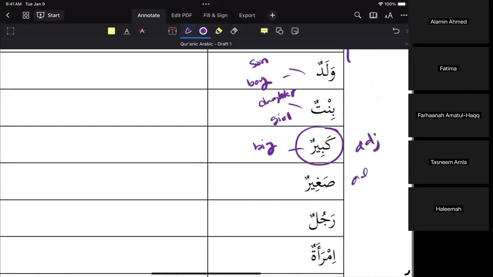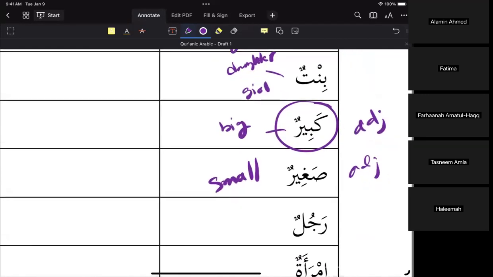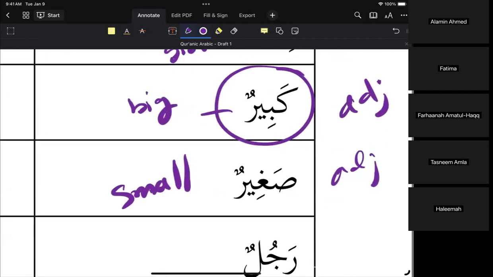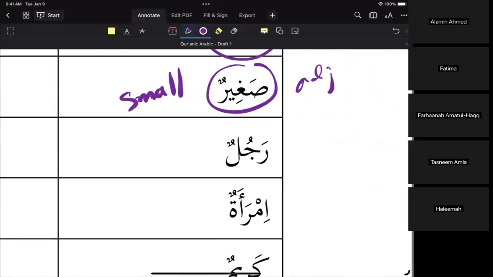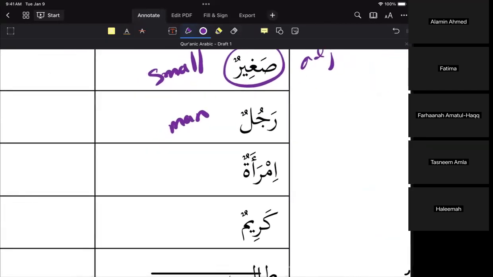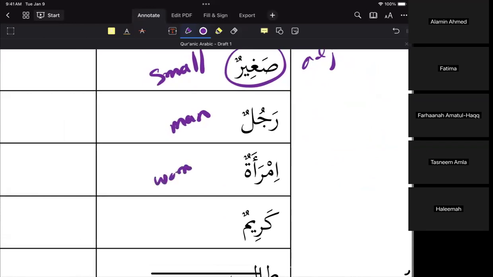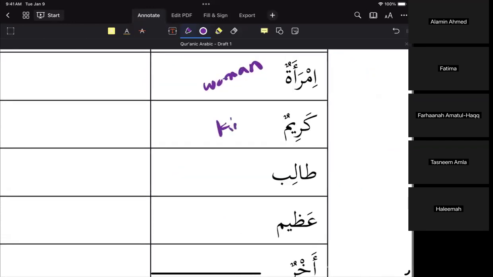So is Saghir. Saghir is small. Another thing that you might find beneficial when you learn something is to learn the opposite meaning at the same time. For example, Kabir and Saghir. They're opposites. So if you memorize them together, it might help you. Rajul is man and Imra'atun is woman. Kareem is kind. Talib is student.